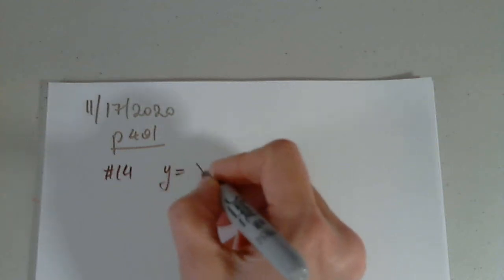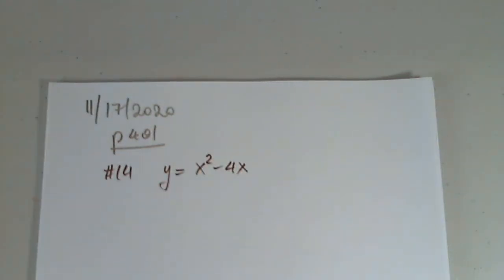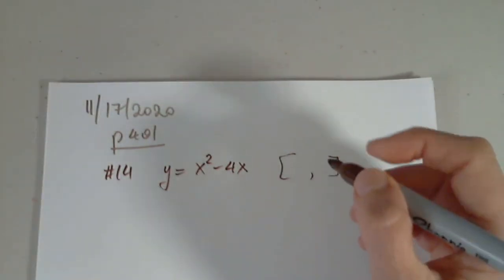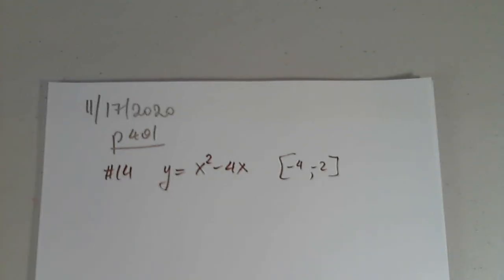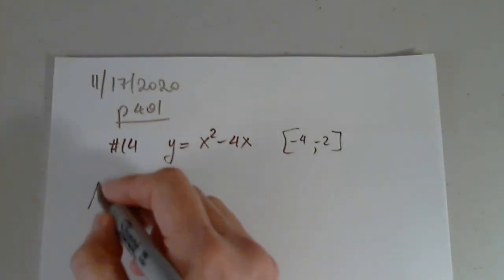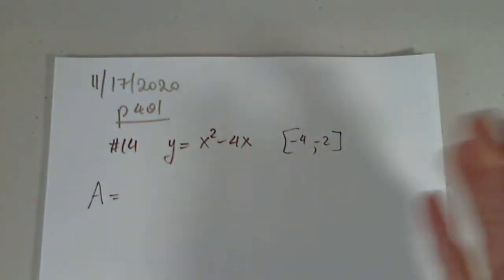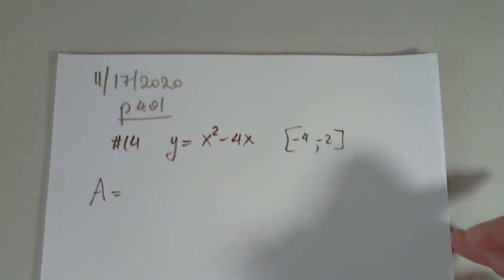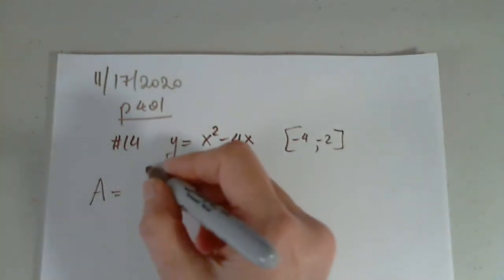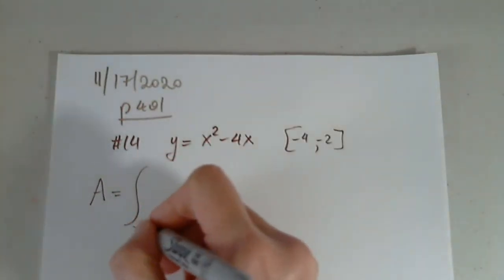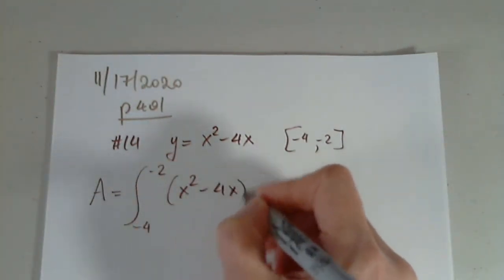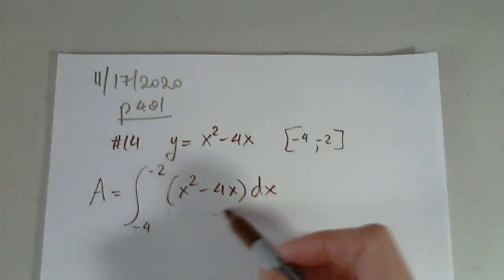We're given y equals x squared minus 4x, and the question reads, find the area under the graph on the indicated interval. The indicated interval for this function is -4, -2. We know now that the area is the limit of the Riemann sum, but that will be complicated for us, especially in this class, to determine the limit of the Riemann sum. But it's not going to be difficult to determine the integral from -4 to -2 of x squared minus 4x dx.